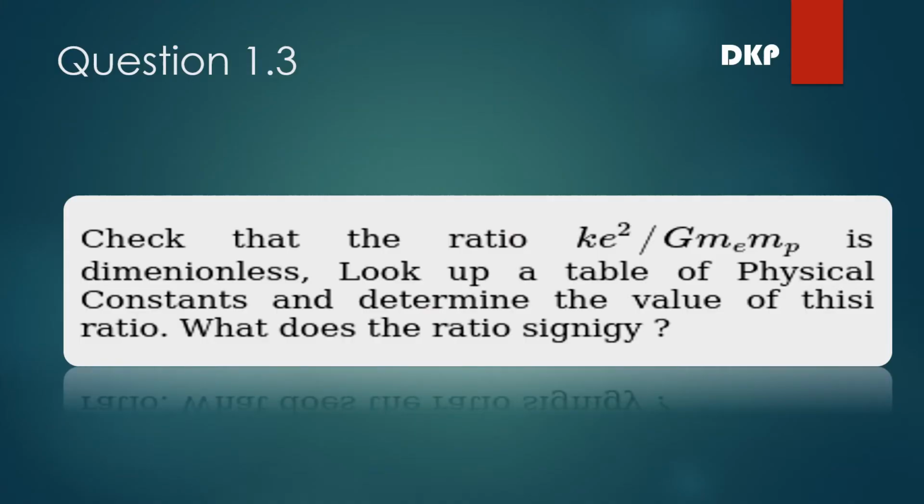Here is question number 3. Check that the ratio ke square by Gmemp is dimensionless. Look up a table of physical constants and determine the value of this ratio. What does the ratio signify?